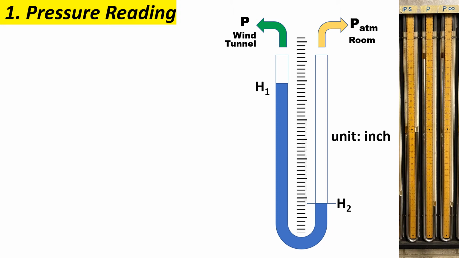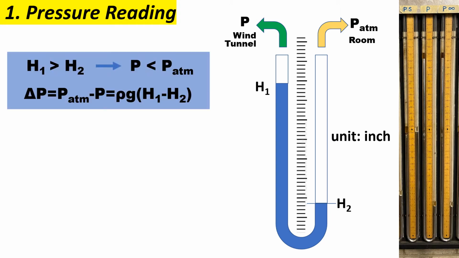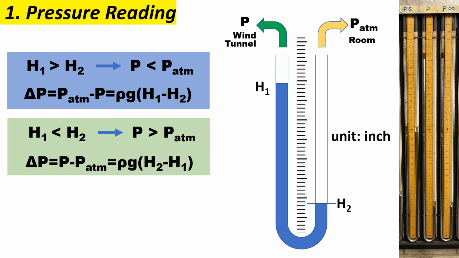The left-hand side has a height of H1, the right-hand side has a reading of H2. So H1 larger than H2 means the pressure on the left is less than P atmosphere. Then we can get the pressure difference, which can be calculated as rho g (H1 minus H2). So we need to make use of the height difference. This only gives you the pressure difference.